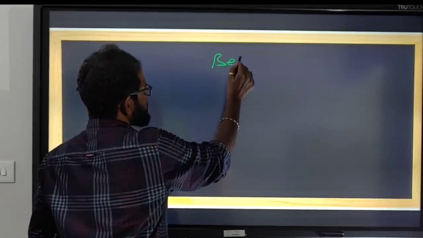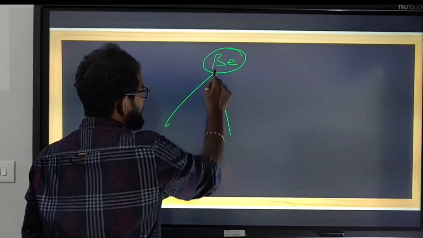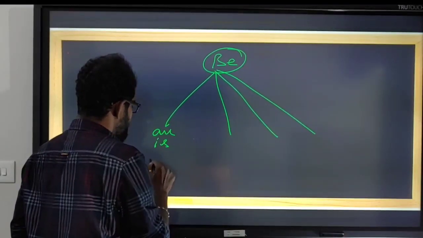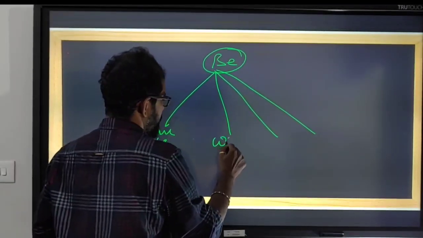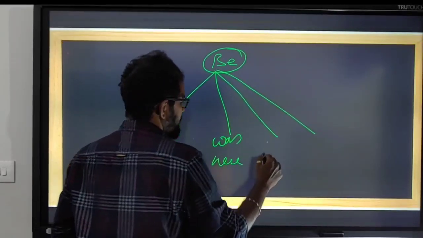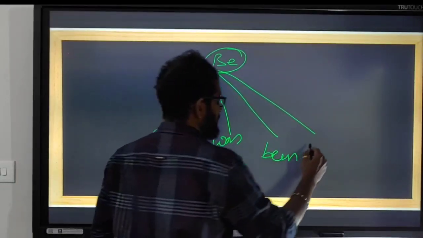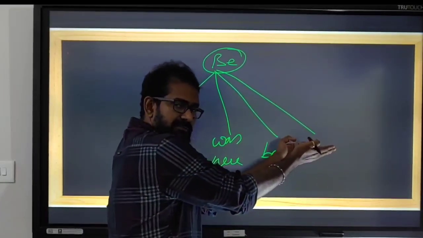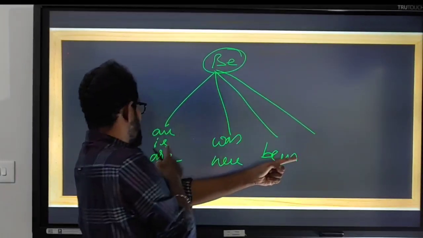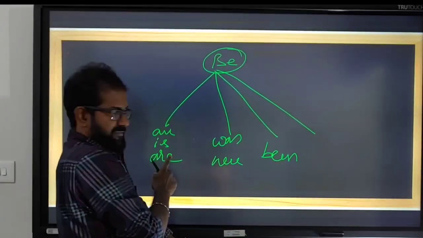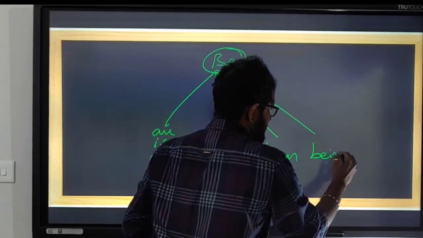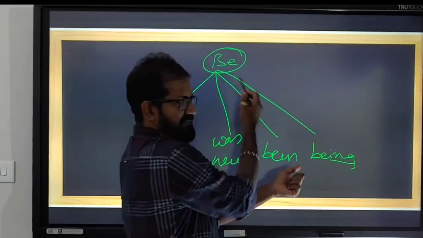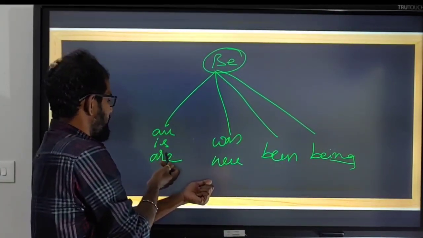Take example be. Be is the base form and it has four other forms. Present forms: am, is, are. Past: was, were. Past participle: been. And when it comes to the present participle, I have told you it is adding ing to the base form but not to the present form. So here we write being. We add ing to the base form. We don't add ing to am, is, or are.